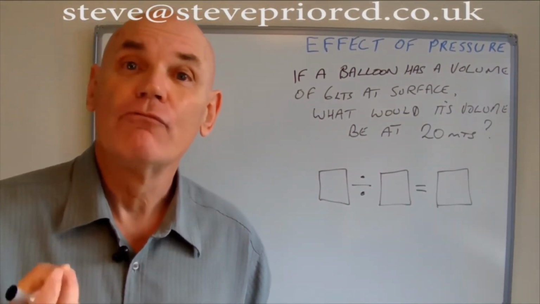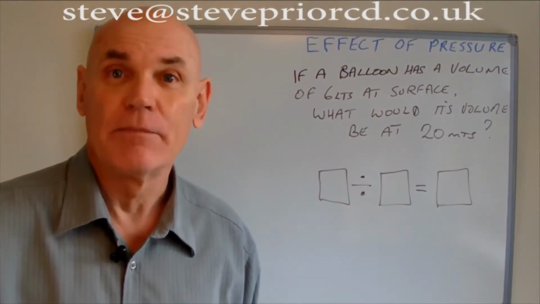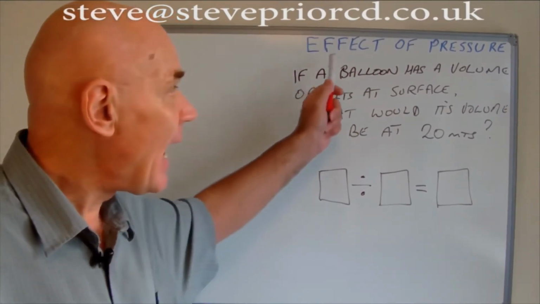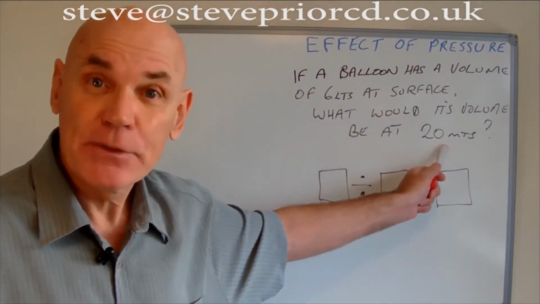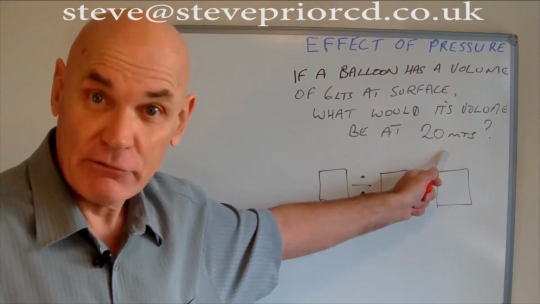Now there's a golden rule with these boxes as well. The middle box is always going to be the absolute pressure. Okay, the absolute pressure. And in this question, the absolute pressure at 20 metres would be 3 atmospheres.